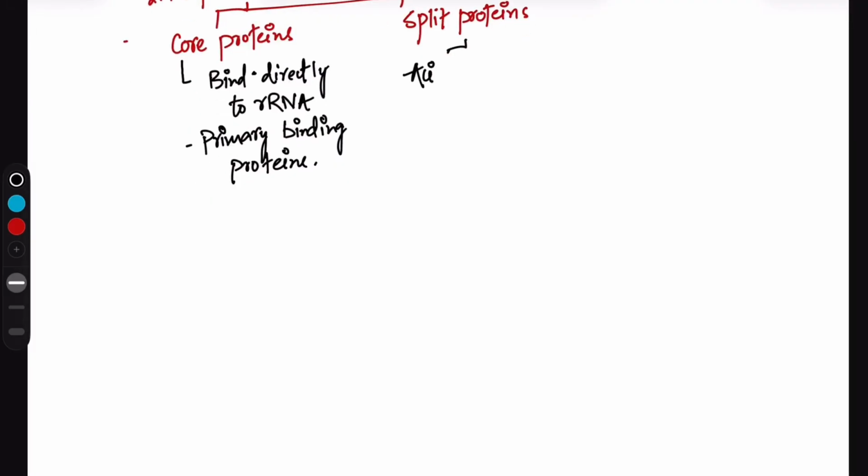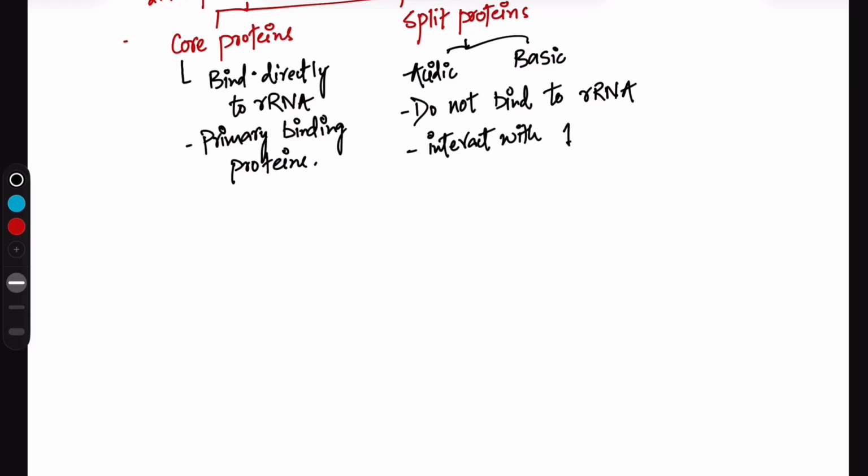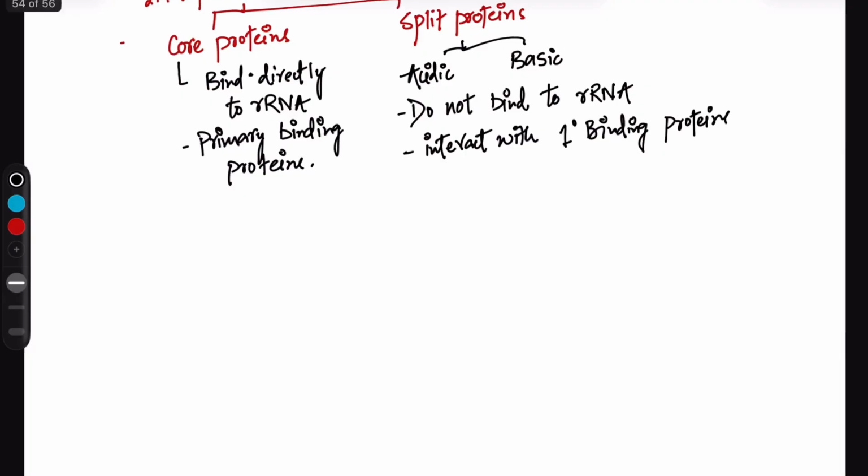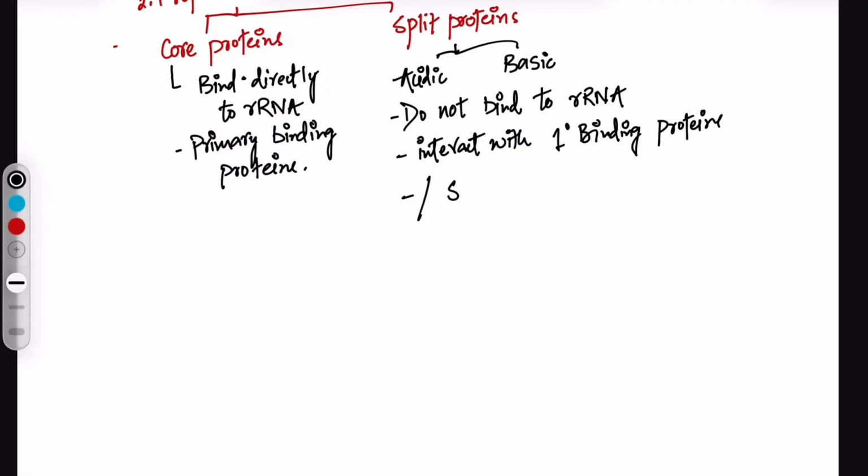Split proteins are further divided into acidic and basic proteins. They do not bind to rRNAs, but they interact with primary binding proteins. That's why they are called secondary binding proteins, because they are indirectly binding with the primary proteins. So they are called secondary binding proteins.